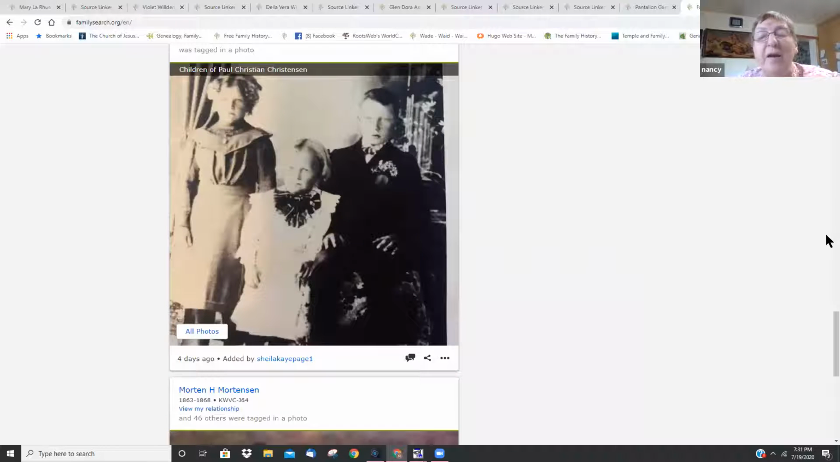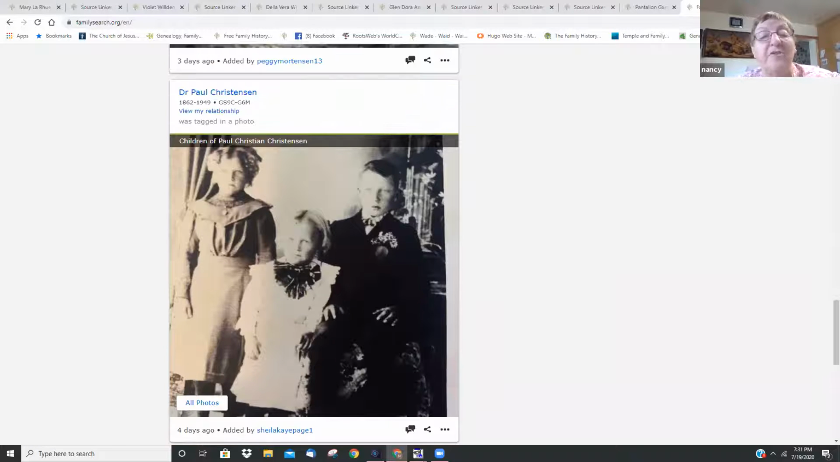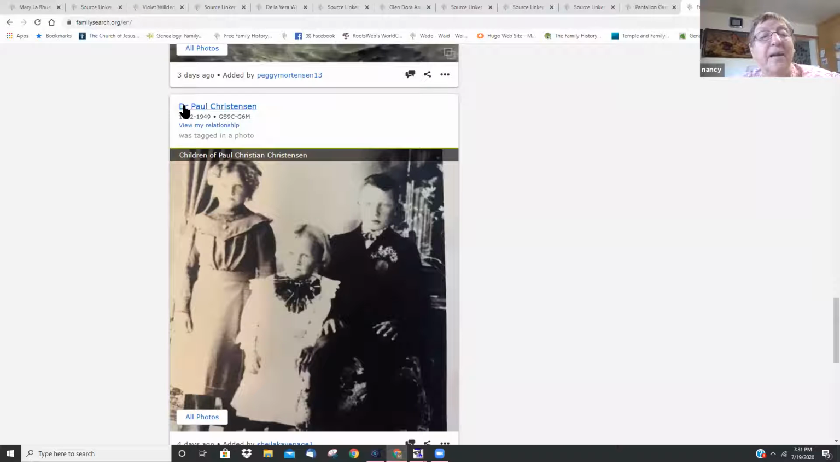But there was a picture here of my uncle on the other side of the family, a picture of him and his siblings. And it said at the top of this picture, in the information, Della Vera Wilden. And I thought, Della Vera Wilden isn't in that picture.